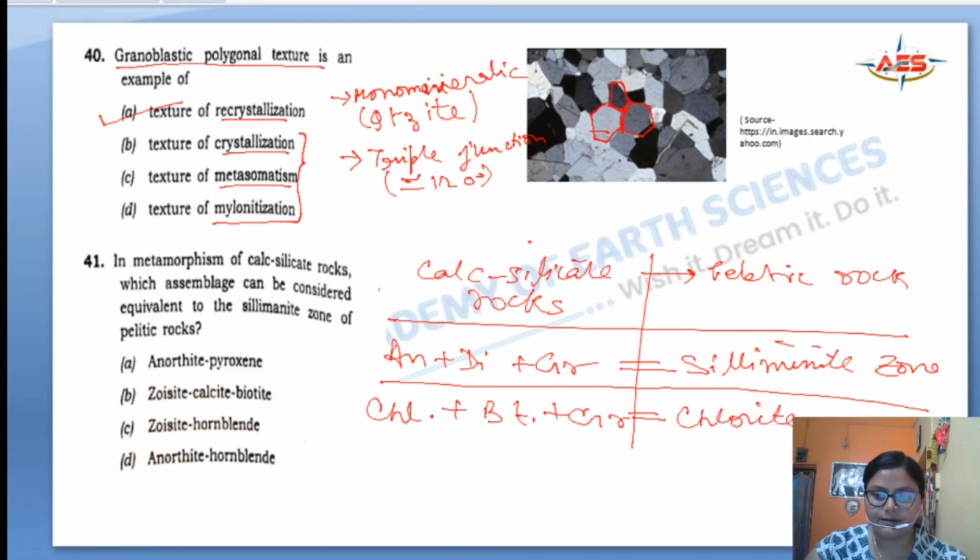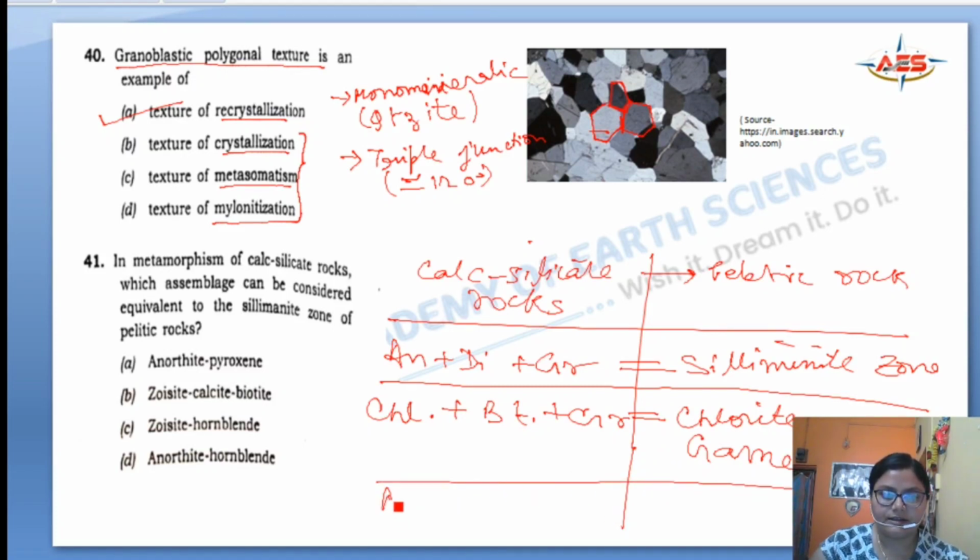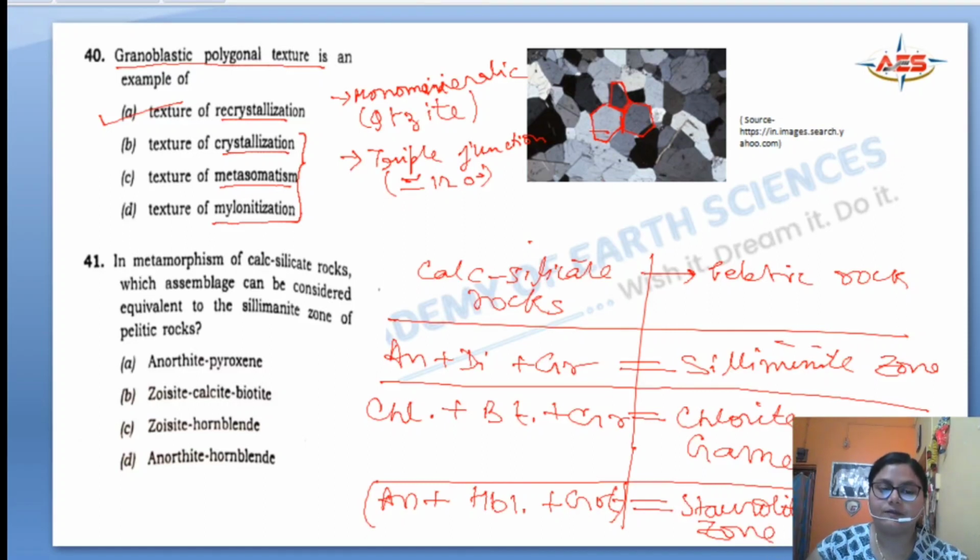chlorite, biotite, garnet zone of pelitic rock. And next what we have is the anorthite, hornblende, garnet. Okay, this mineral assemblage of the calc-silicate rock is equivalent to the staurolite kyanite zone. So in the question, it is asked which calc-silicate rock mineral assemblage is considered equivalent to the sillimanite zone?